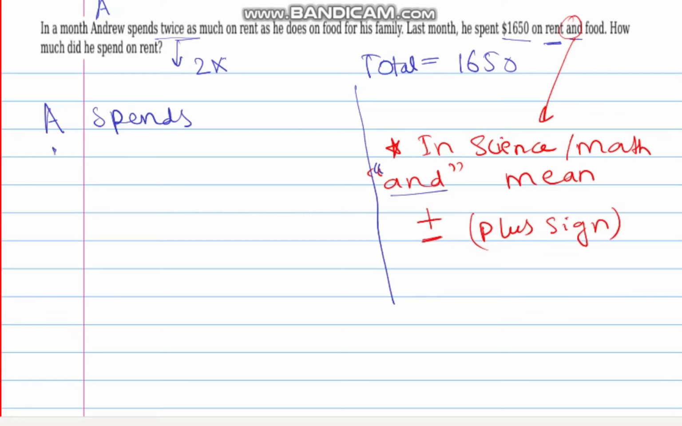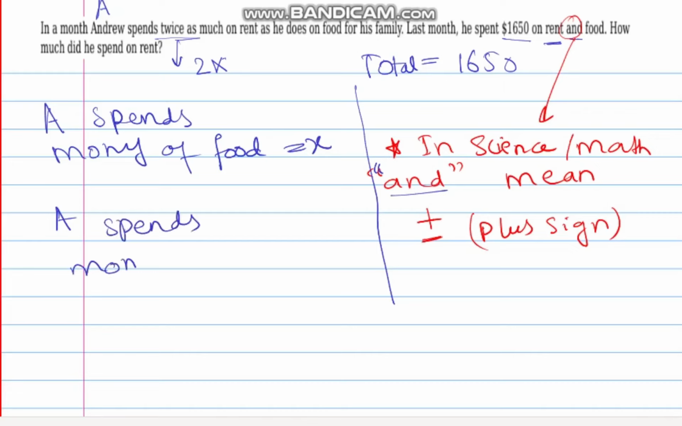A spends money on food. How much money on food? Let me write here x. Okay, then I will write A spends money on what? On rent.